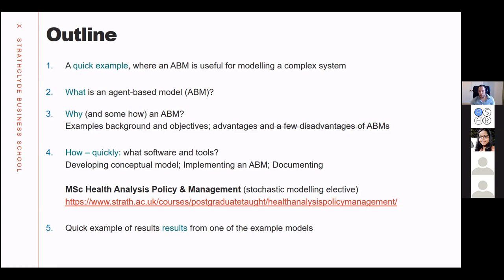Then I'll go through a few quick examples of results from one of those models. I'm not going to go too deep into that again because of time restrictions. And I'll wrap it up before giving you some time to ask questions and answers. So the plan is for me to talk for about an hour and then have some questions and answers.